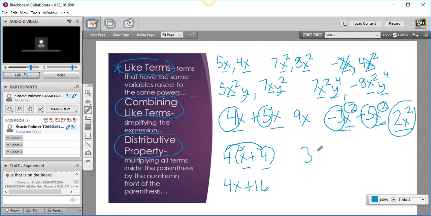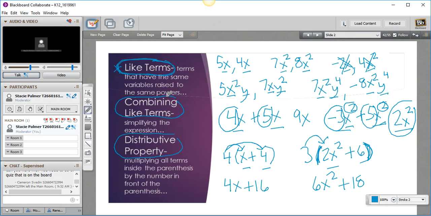Or let's say you have 3 times 2x squared plus 6. We know that this 3 is right next to a parenthesis. So both of the terms inside the parenthesis have to get multiplied by what's out front. So 3 times 2x squared would be 6x squared. 3 times 6 is 18. Okay, so these are the three things that we are going to work on today. We're going to work on identifying like terms.